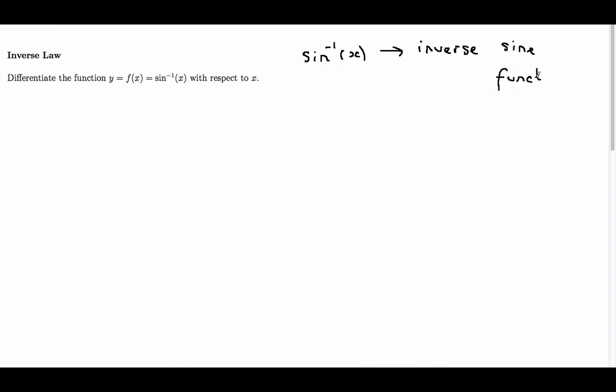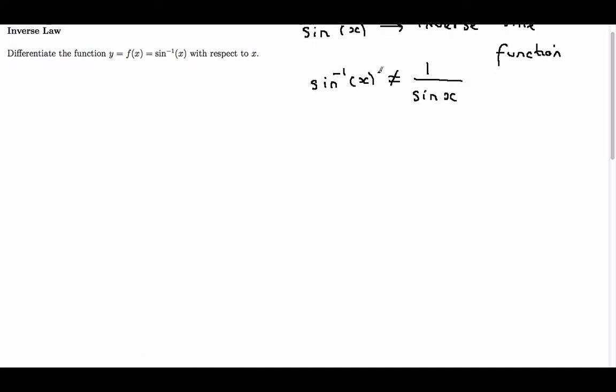Okay, we need to be clear that when we have sine to the minus 1 of x, it is not equal to 1 over sine of x. Now this notation can be confusing, so I'll just say it again: when we see sine to the minus 1 of x, it is not equal to 1 over sine x. It is the inverse sine function.